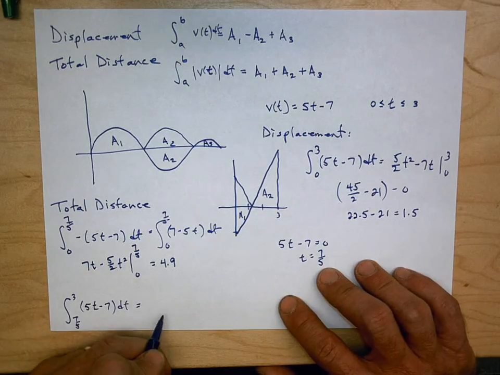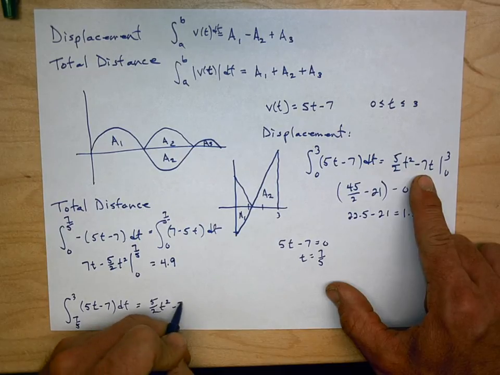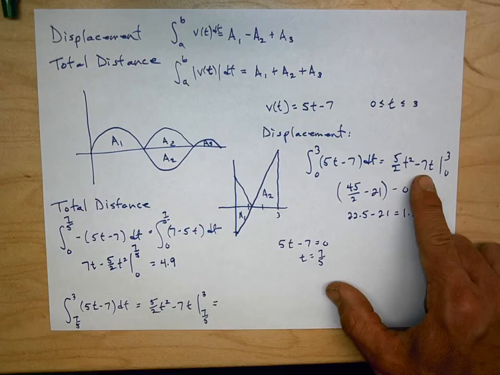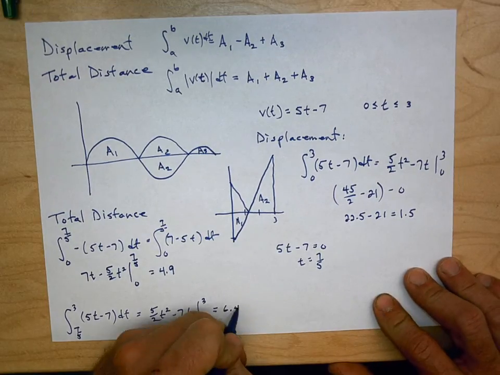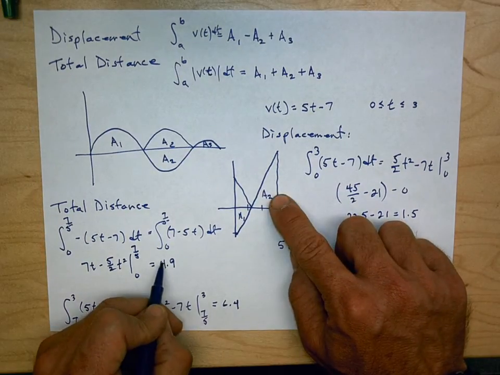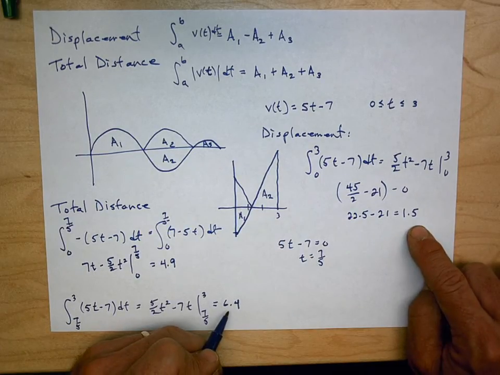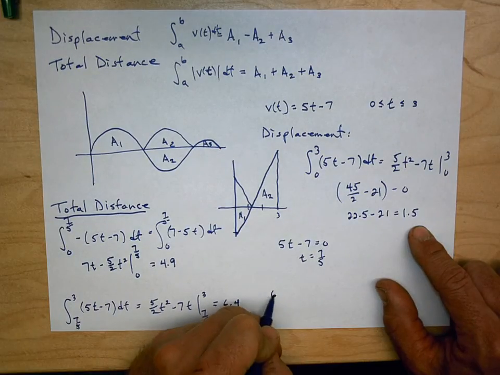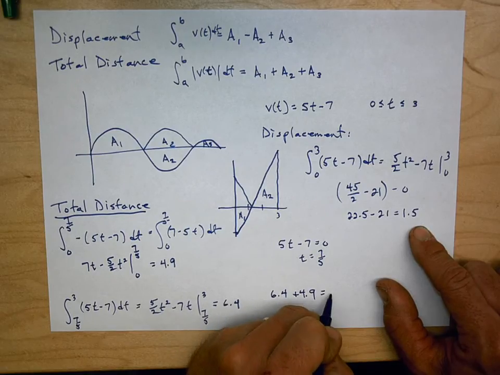Here, we're going to get 5/2 t squared minus 7t from 7/5 up to 3. And again, without going through all the computations, I can tell you that equals 6.4. All right? And this makes sense. The 6.4 is this part. This is 4.9. So if this were negative and you subtracted the 4.9 from the 6.4, you would get exactly the 1.5. But for total distance, instead of subtracting them, we want to add them. So it's going to be 6.4 plus 4.9, which should give us 11.3.